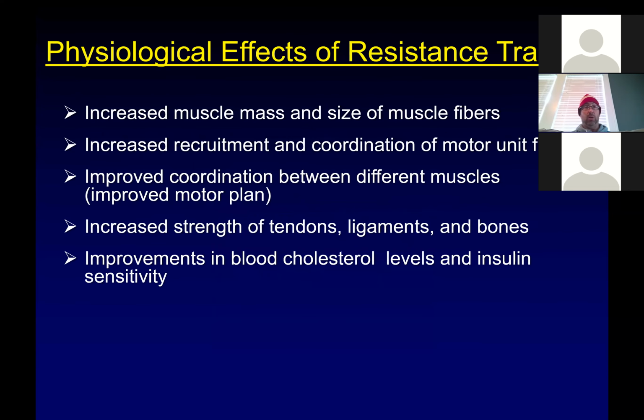Okay. All right. So I'm going to give you guys the big broad picture here, and then we'll dig down into each one of these a little bit farther. Okay. So the primary thing, as you guys mentioned, that's going to happen when I do resistance training is that we can increase muscle mass. Okay. So your muscles get bigger, and the muscles get bigger because the size of individual fibers is going to increase.